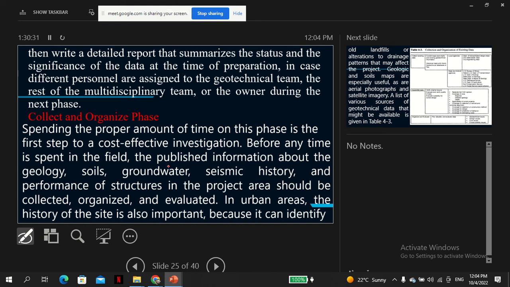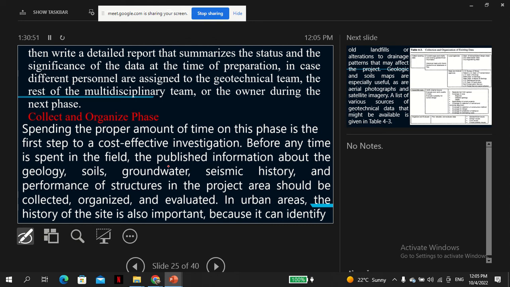Before any time is spent in the field, they publish information about the geology, soils, and grounds. So this is just to say that first you need to spend some time. If you're going to do the investigation, you need to know where the site is in the first place.